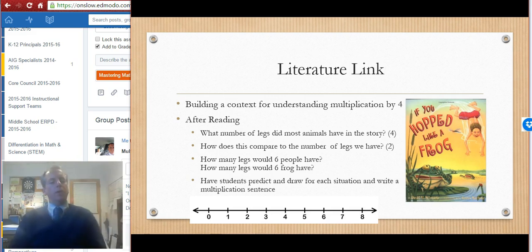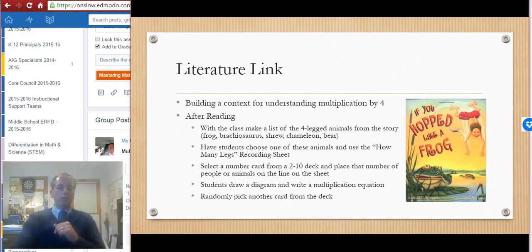So if we think about that, we could ask our group of kids, well, how many legs would 6 people have? And how many legs would 6 frogs have? Well, 6 people are going to have 12 legs, but 6 frogs are going to have 24 legs. You can anticipate that we're getting into the multiplication facts here. So we're going to have them draw it out, predict it for this situation, and write their multiplication sentence, which would obviously be 6 times 2 is 12, and 6 times 4 is 24.